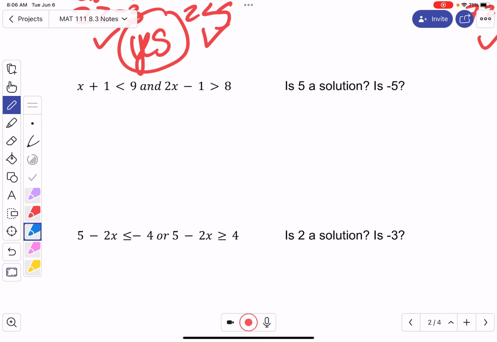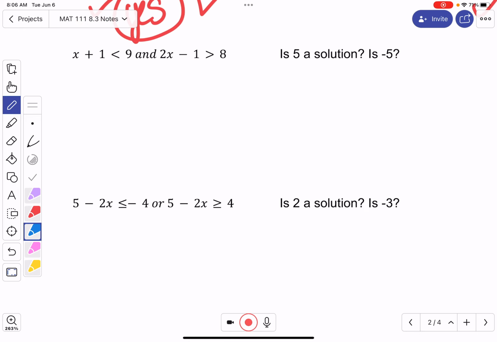So here, we've got two problems. Each problem has two numbers to try. Pause the video, try them, see if you can figure it out.